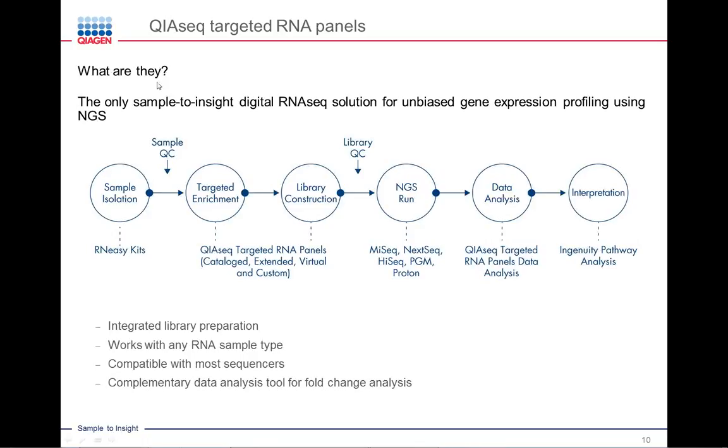So a couple of questions that came in. Could you explain how digital sequencing removes amplification bias? I will get to this in just a little bit.